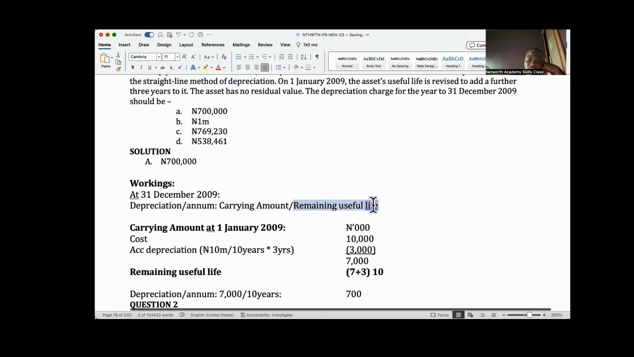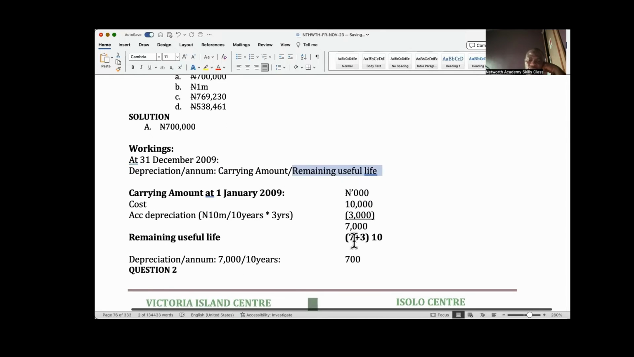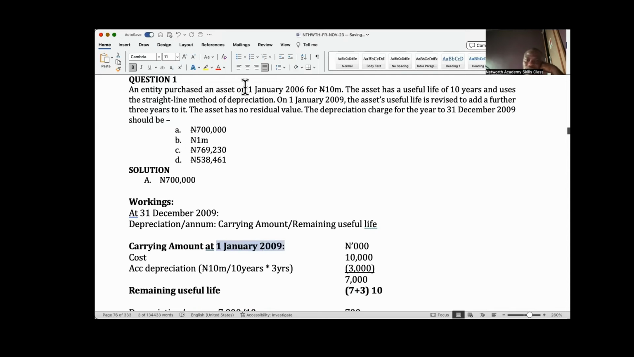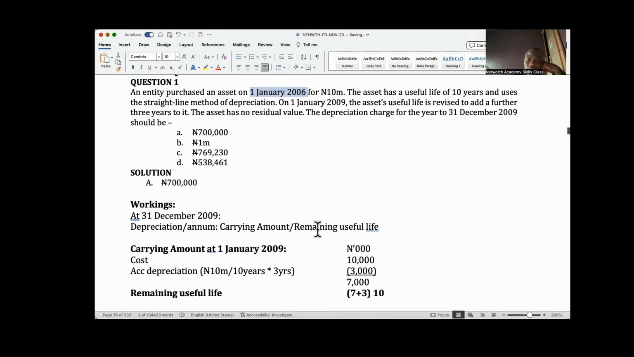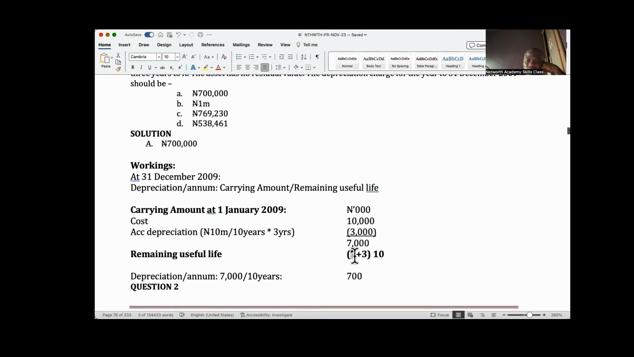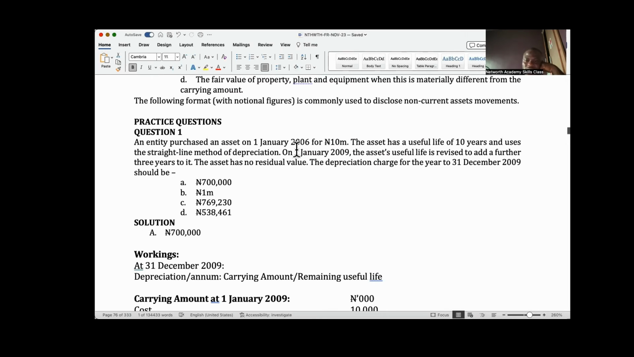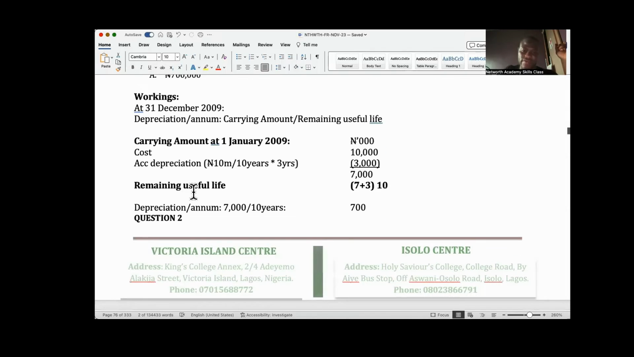So let me get my remaining useful life. Ordinarily, as at this date, I've already spent 3 years because I bought the asset in 2006. That means the asset should remain 7 years. But they said that on this date, the asset useful life is revised to add a further 3 years. So from 1st of January 2009, the remaining useful life has now increased by 3 years. So it's back to 10 years.